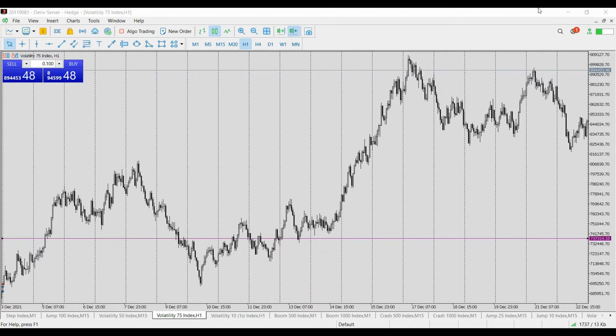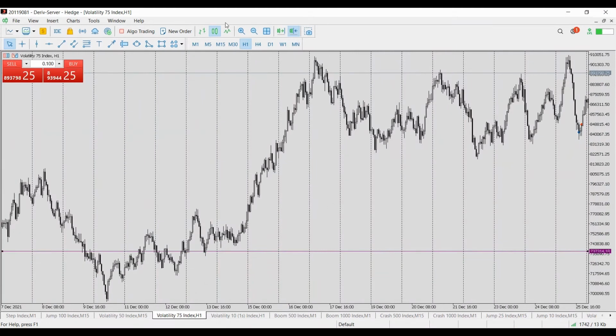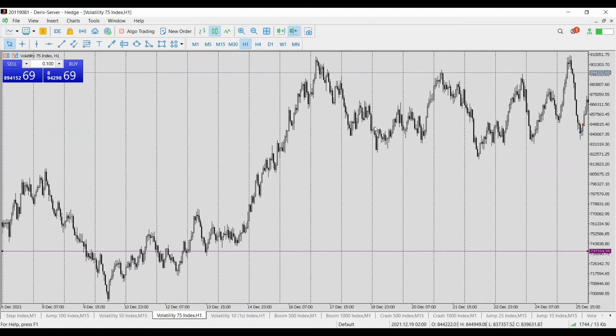Okay, guys, today I'm going to show you a very simple but powerful method on how to trade VIX 75. Yeah, we need to milk this beast, guys. We need to know how to achieve the best, and have lesser losses while trading VIX 75.